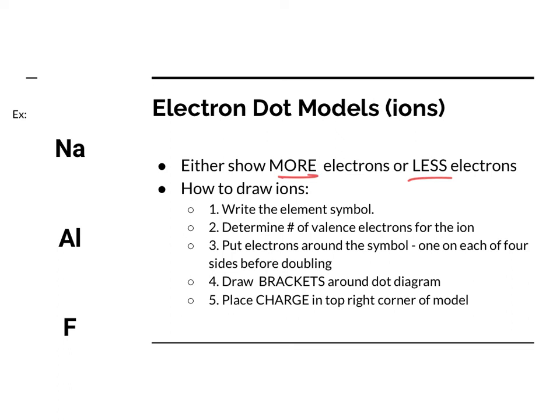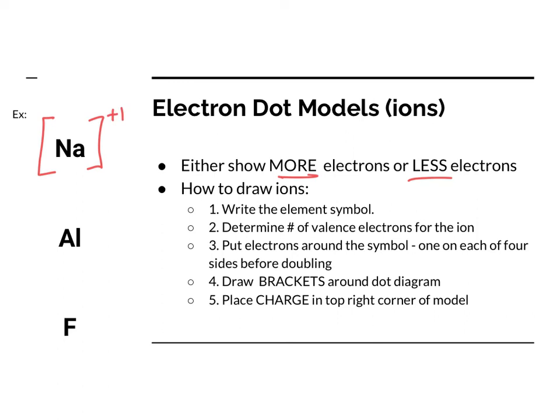So the first one would be sodium. Now if you look at sodium as an atom, you'll notice that it has 1 valence electron. So if I was drawing this as an atom, I'd put that 1 valence electron. But since I'm drawing it as an ion, I know that it's in group 1 or 1A, and it's going to lose that valence electron. And when it loses that valence electron, it's going to have 0 electrons in that outermost shell. So I'm going to put brackets around my sodium because it's not going to have any dots to represent electrons. And then I'm going to put that charge in the upper right corner.